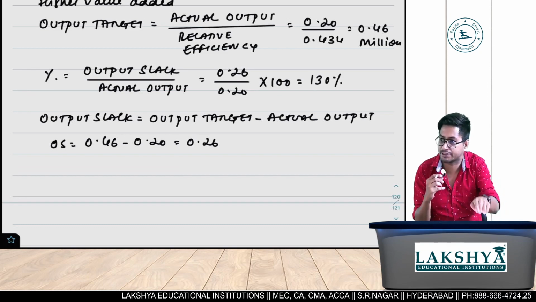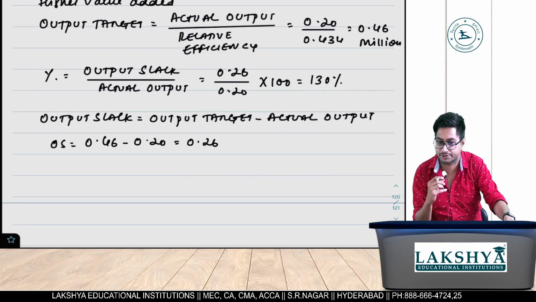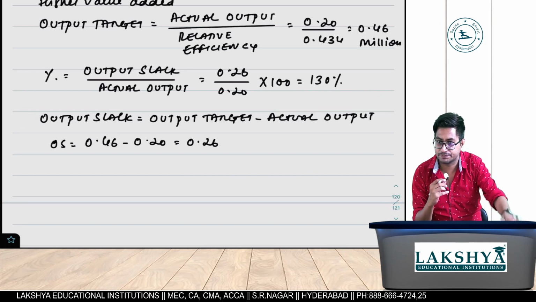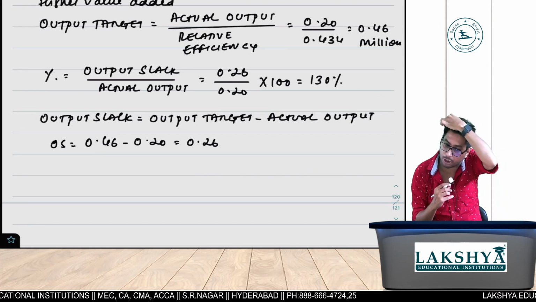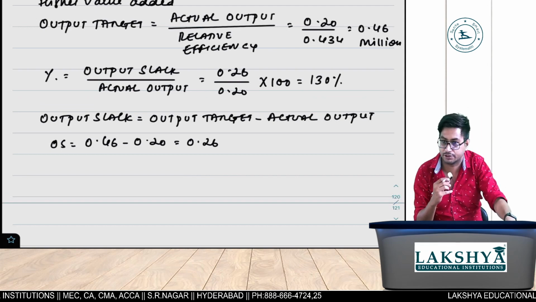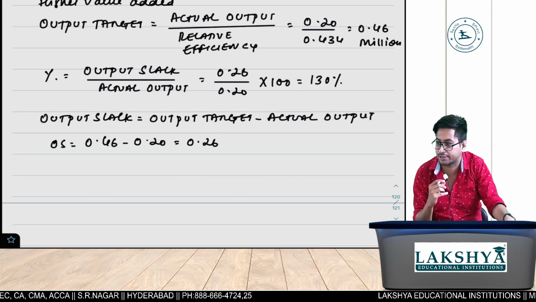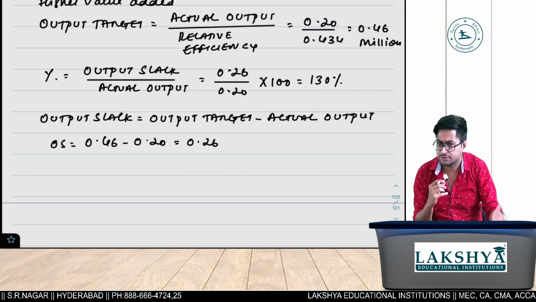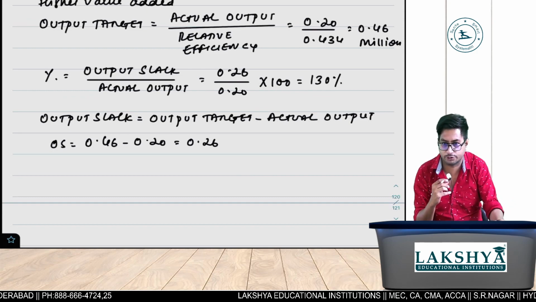Then only they will be considered as efficient as firm A. Otherwise, they will not be considered. Is the concept understood? So, what should be my output target? 0.46 million or 130%. Just calculate 130% of 0.20. How much will it be? So 0.26 plus 0.2, 0.46, right?